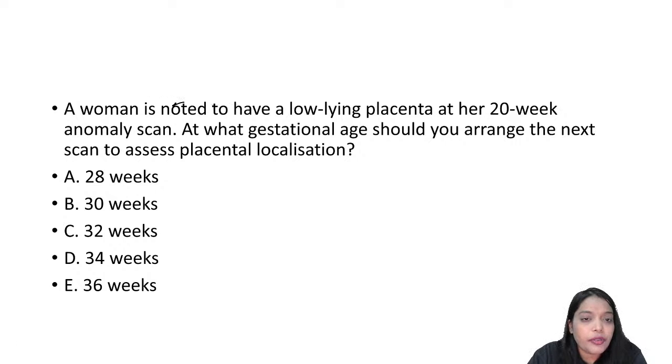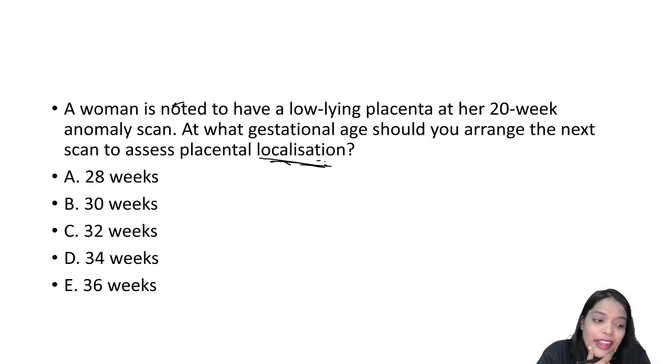A woman is noted to have low-lying placenta at her 20-week anomaly scan. At what gestational age should you arrange the next scan to assess the placental localization?